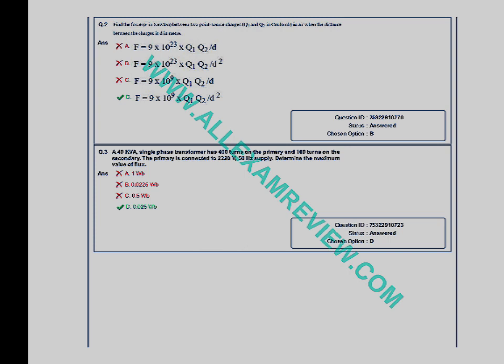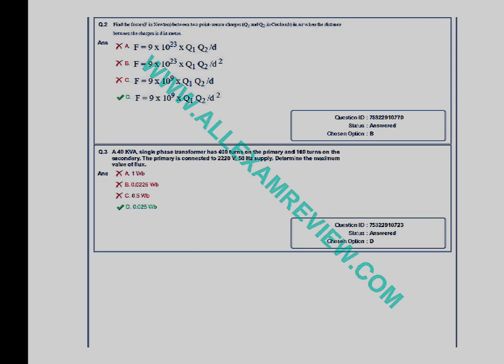Find the force in Newton between 2 point sources Q1 and Q2 in coulombs when the distance between the two charges is d in meter. This is a direct formula question, derivation question. F is equal to, option D is right, F is equal to 9 into 10 to the power 9 into Q1 Q2 upon D square.